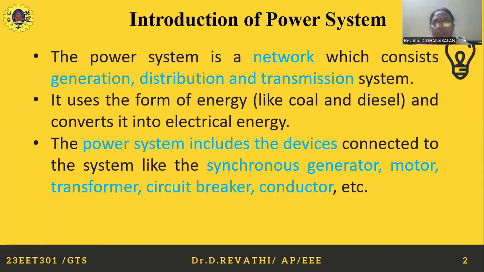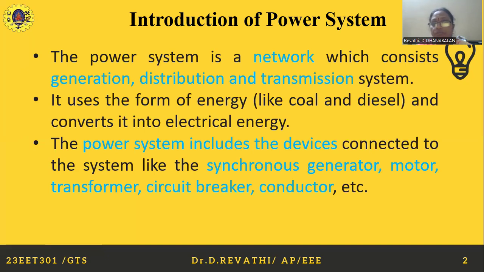Here I show the theory for the introduction of the power system. The power system is a network which consists of three areas: generation, transmission, and distribution systems. It converts one form of energy into another form of energy. That is, one form of energy, such as coal, diesel, and other fossil fuels, is converted into electrical energy by the power system.